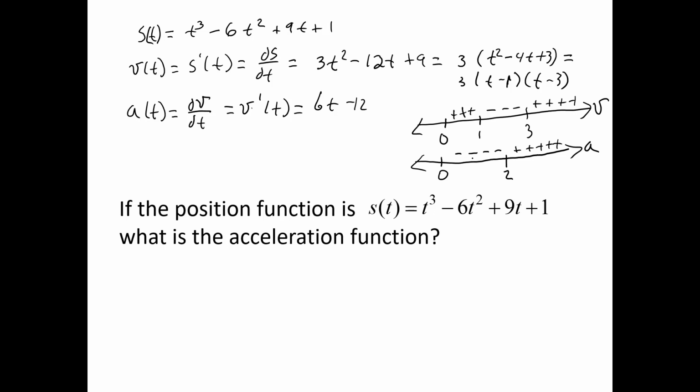So right here where this is negative, this is telling you that your velocity function is decreasing. And right here where this is positive, then this is telling you that your velocity function is increasing, right? Because the acceleration is the derivative of the velocity. Okay, now if we look at the sign charts together, right?